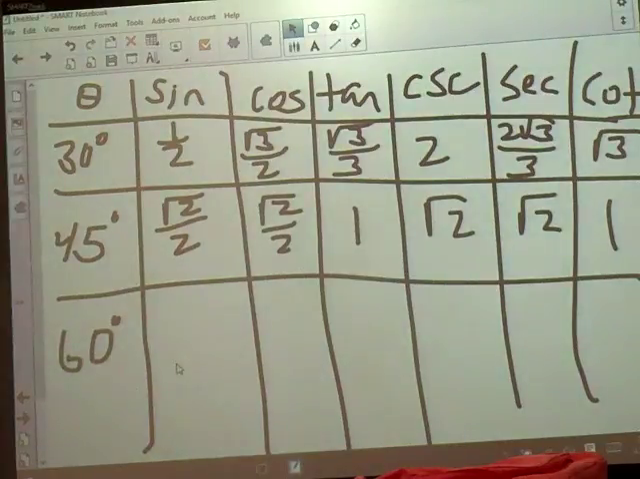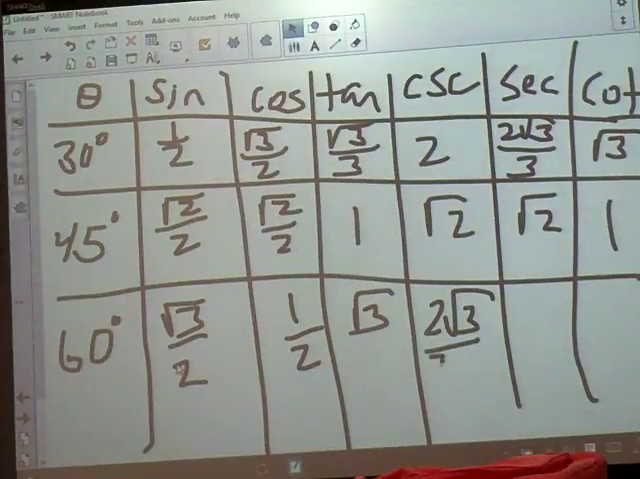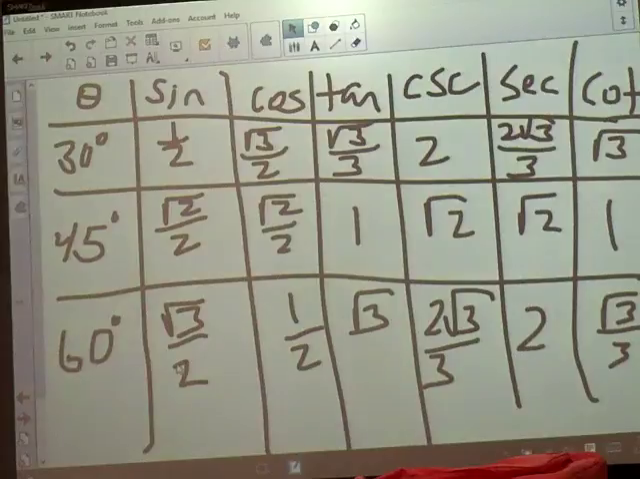All right, start me out on the 60. Find 60 degrees. You've already said it once a second ago. Tell me what the sine of 60 degrees is. And what's the cosine? Okay, now I'll fill in the rest with you. Tangent, when you divide that, would be square root of 3. Cosecant will be 2 square roots of 3 over 3. Secant will be 2. And cotangent would be square root of 3 over 3.